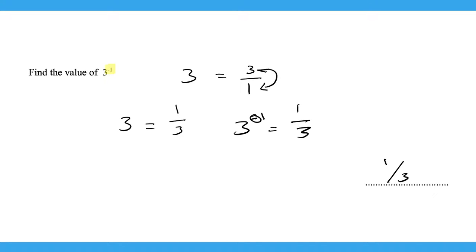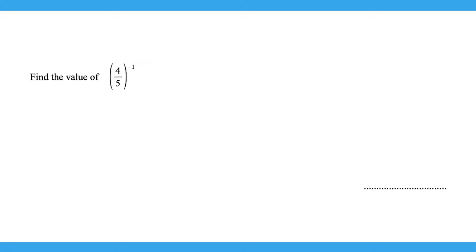Okay, and that will be our answer, 1 over 3. Okay, the next question, we have 4/5 to the power of negative 1. Now we have a fraction to a negative power. Remember, a negative power just means you find the reciprocal. So we need to find the reciprocal, which means you flip it around. So 4/5 will become 5 over 4. Okay, and that's our answer, 5 over 4.